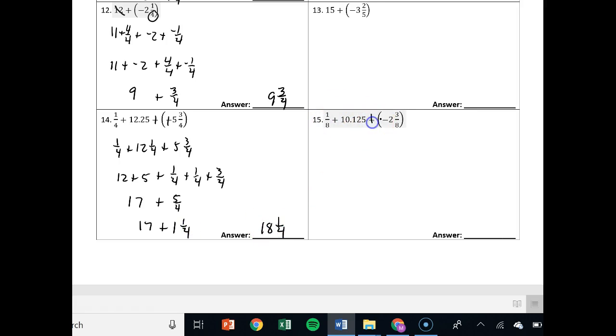Number 15, you want to keep, change, and again you can choose to convert to all the fractions, all the decimals, completely up to you. That's it. Make sure you show all work and call me if you have questions.